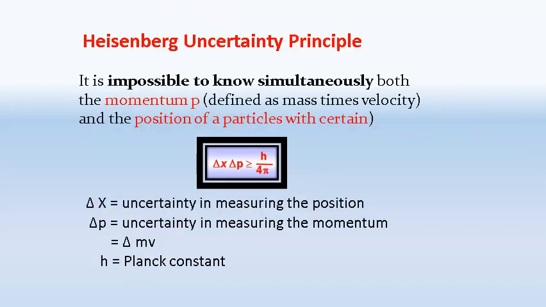Next is Heisenberg uncertainty principle. It is impossible to know simultaneously both the momentum and the position of a particle. So Heisenberg's uncertainty principle applies this formula to calculate the momentum and position of the particles. So for de Broglie postulate and Heisenberg uncertainty principle, you just need to know what the story is about and the formula, and what x, p, h stand for, that is enough.